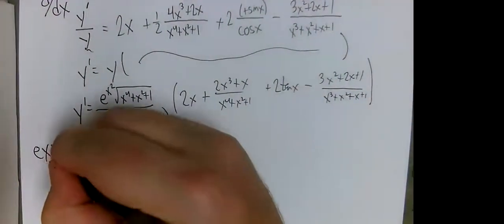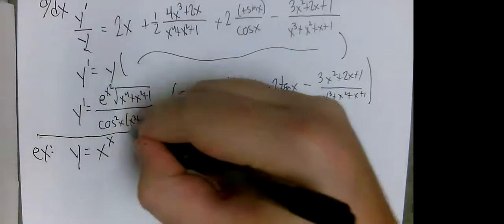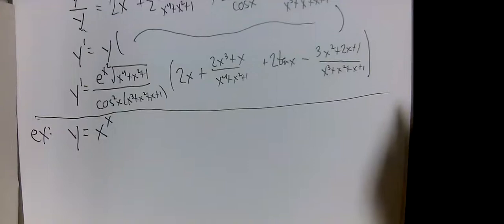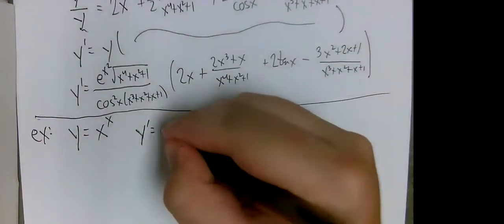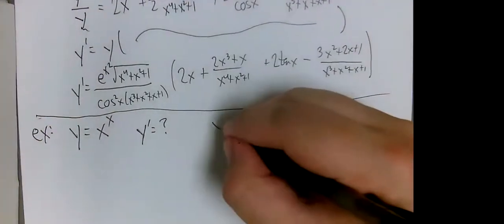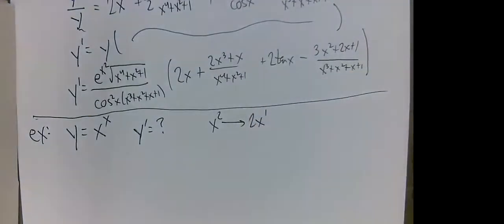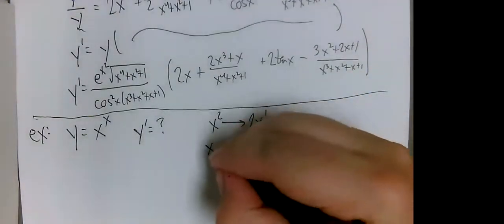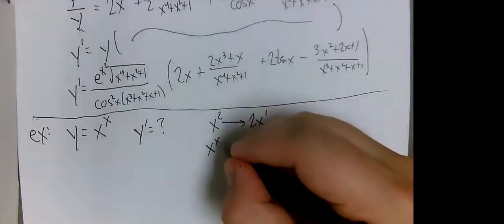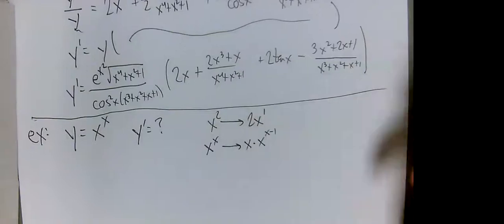Okay, so our next example looks very innocent at first. So our next example here is x to the x, and I want to know what y prime is. All right, well, we already know how to do the derivative of something like x squared, right? For example, x squared, we bring the power down, lower the power by 1, and we have this. So if we did the same with x to the x, well, we would bring the x down, and then we would lower the power by 1.